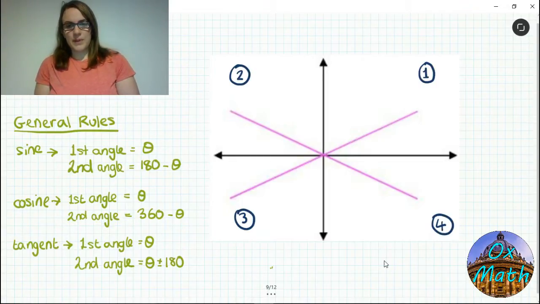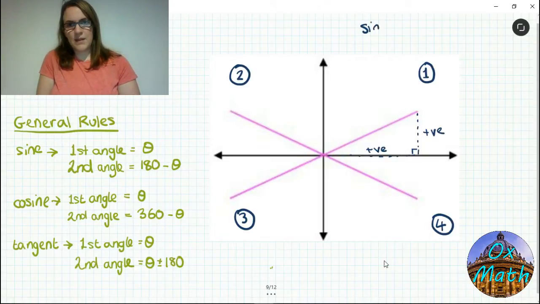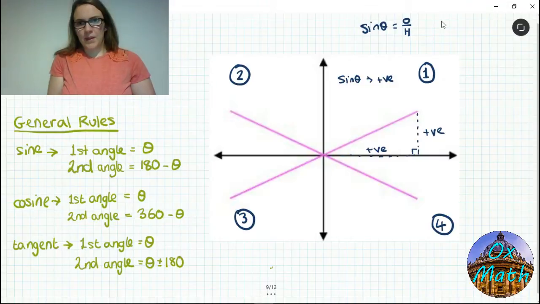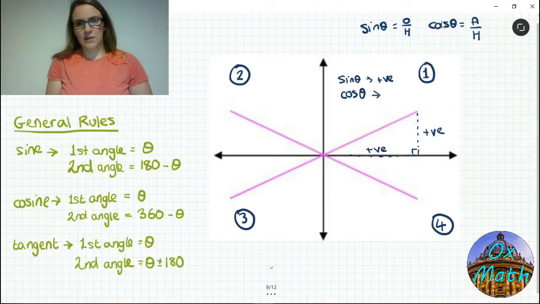So if we look at our first quadrant to begin with, and make this into a right angle triangle, our opposite is positive, and our adjacent is also positive. This means that sine, which is equal to the opposite over the hypotenuse, is going to be positive. So sine theta in this quadrant is positive. If we then consider the cosine of an angle, which is equal to the adjacent over the hypotenuse, again, the adjacent and the hypotenuse are both positive. So in this quadrant, the cosine of the angle is also positive. The tan of the angle is equal to the opposite over adjacent, and again, because both are positive, the tan of the angle is positive. So in this quadrant, all of sine, cos and tan are positive.